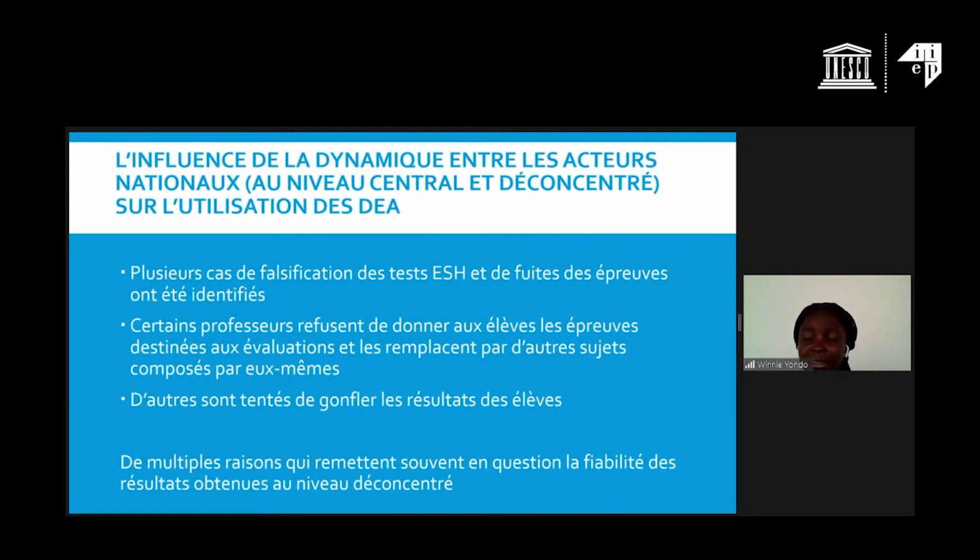On the other hand, we have seen different cases of falsification of tests for standardized and harmonized assessments, and some teachers refuse to take the different tests in the assessments and replace them with other exams they have developed themselves. Some teachers also give the answers to the test to their pupils. And these are all reasons which lead to question the reliability of the results obtained at the decentralized level, as well as the lack of supervision, if I may say, from the central level on the decentralized level.